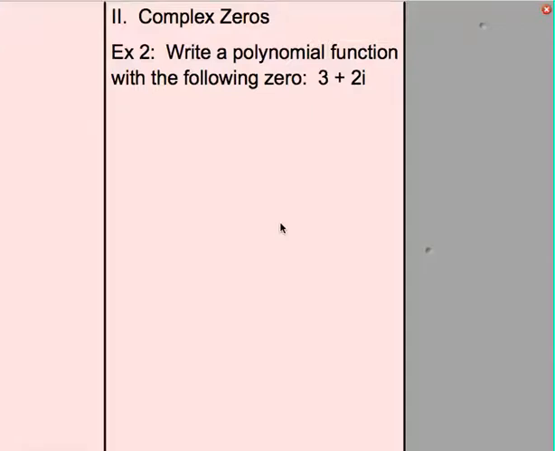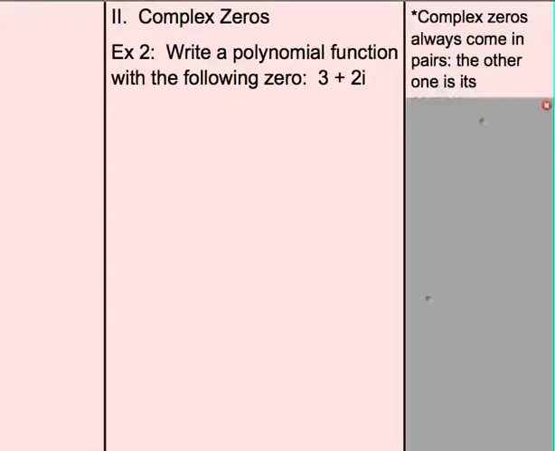So in this example, we're going to learn how to write a polynomial function with all real numbers when it has an imaginary zero. So the first thing we need to know about is complex zeros always come in pairs. The other one is its complex conjugate. So when we set up our function, we'll call this one h of x.